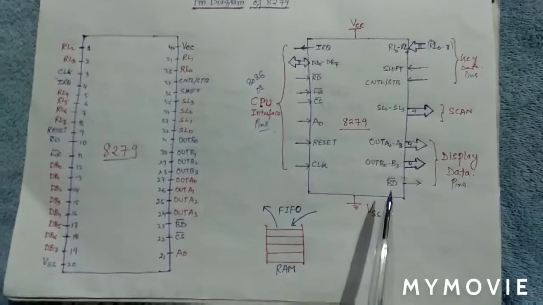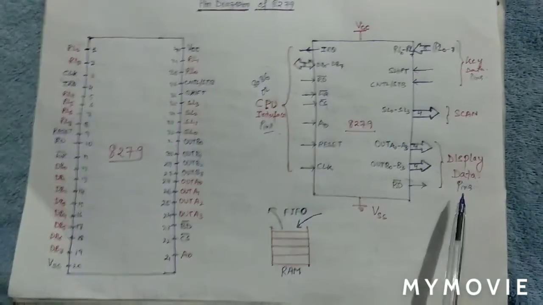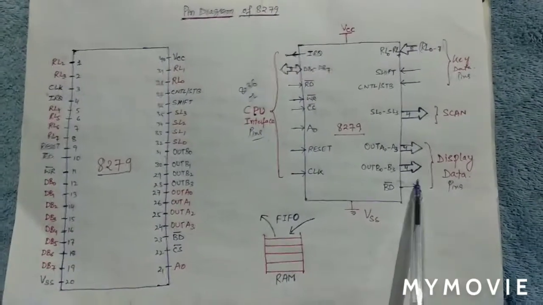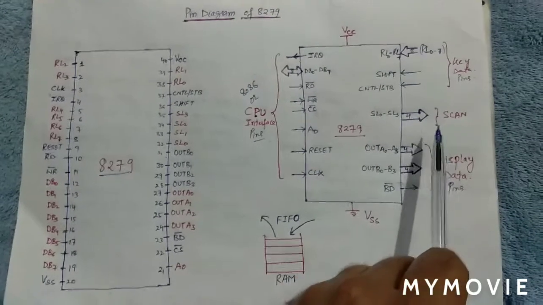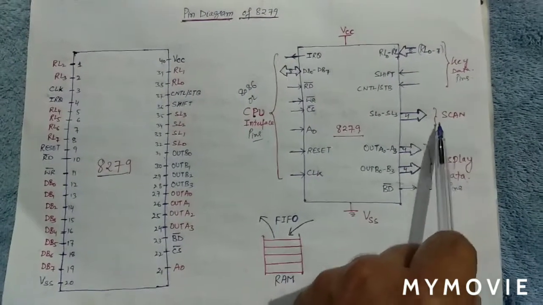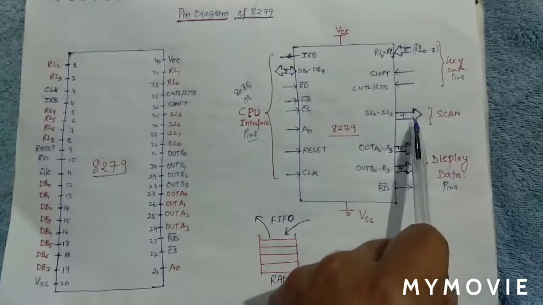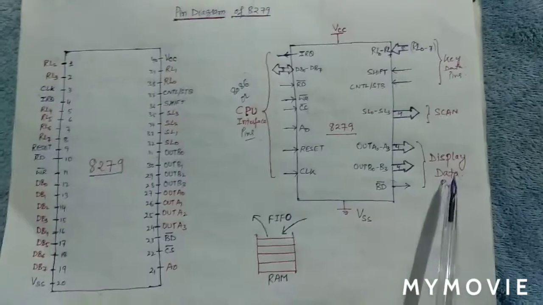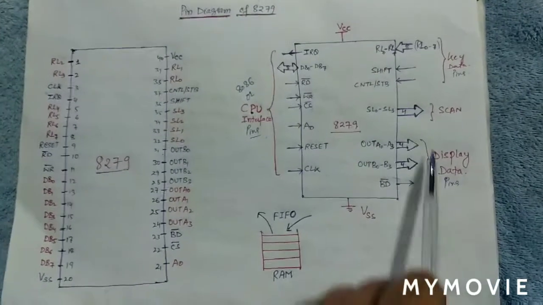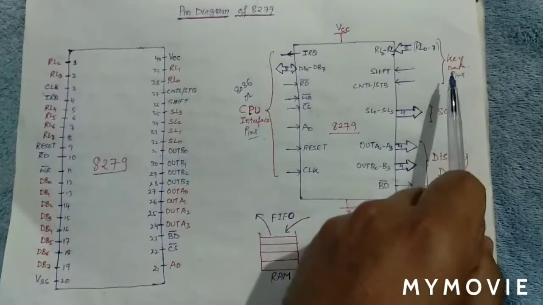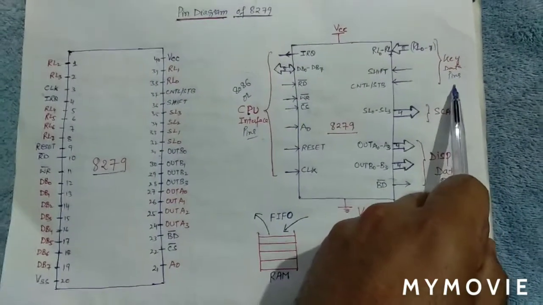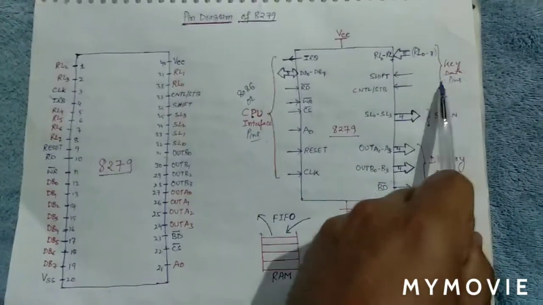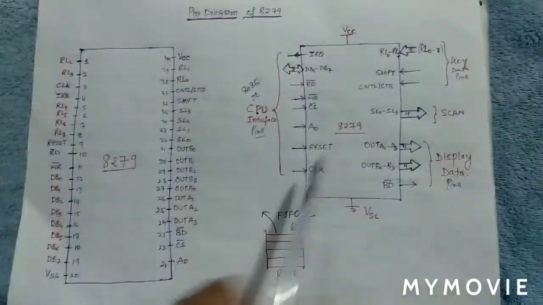The second category of pins consists of display data pins. These pins are to be connected with any display device. The next section is the scanning pins. This is a 4-bit bus, which is to be connected with the keyboard pins and also with the display data pins. The fourth category of pins are the keyboard data pins. These are the pins which are to be connected with the keyboard for any typing.